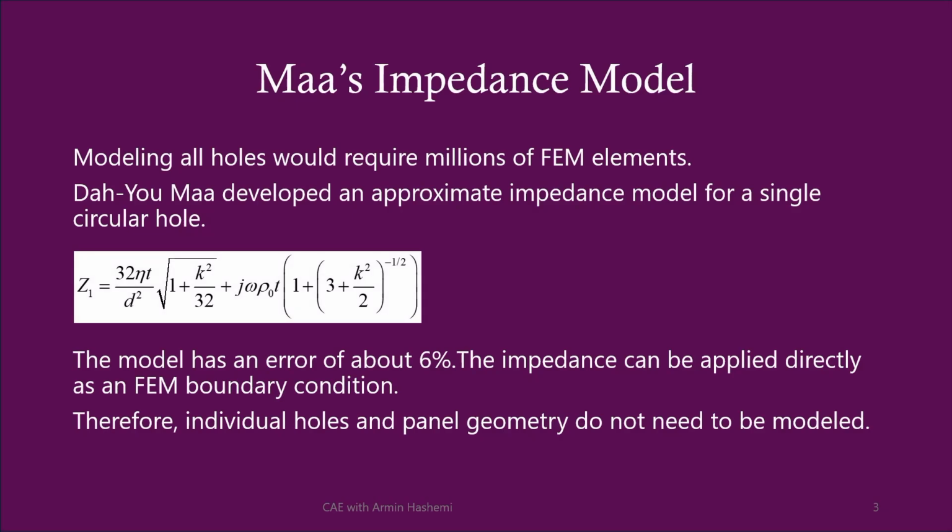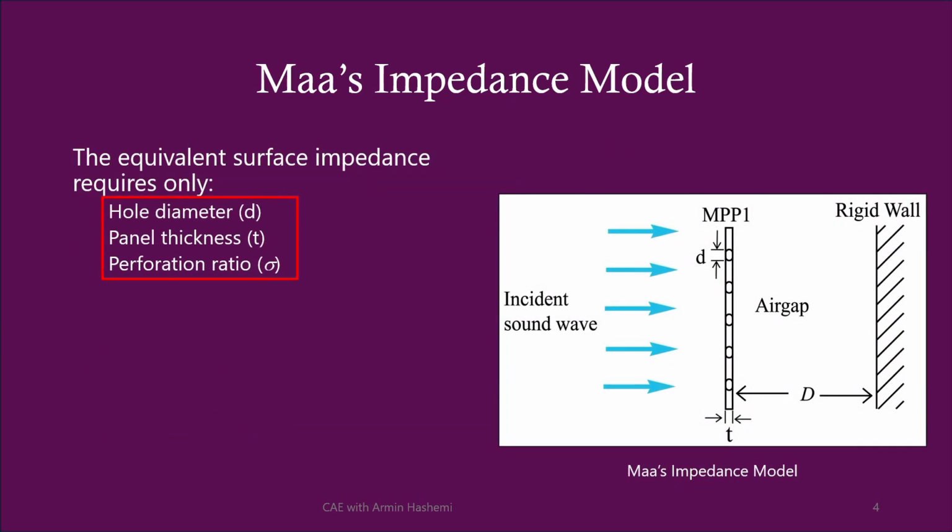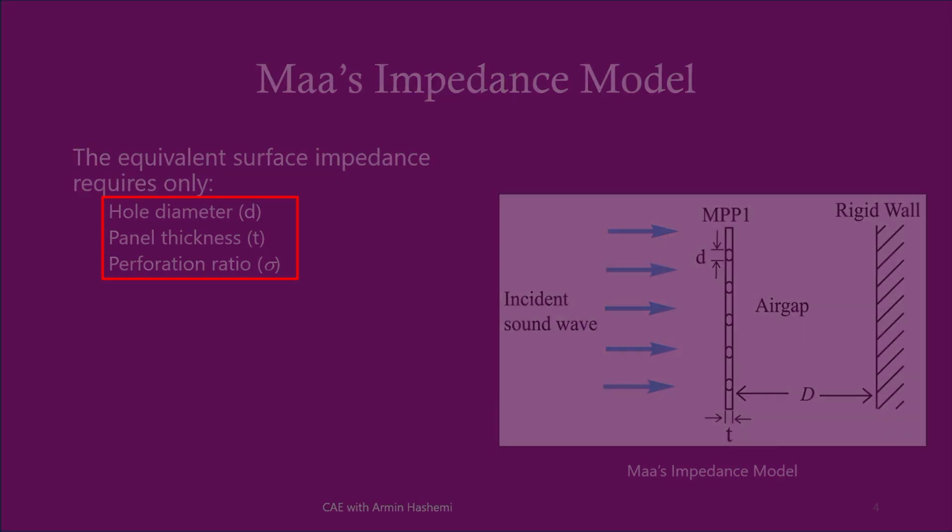A fully detailed geometry with a large number of small holes would require millions of elements in a finite element model. Da-Yu Ma addressed this issue by developing an approximate impedance model for a single circular hole, with an error of about 6%, as shown in the following equation. This impedance can be applied as a boundary condition in an FEM simulation. Therefore, there is no need to model the individual holes or the MPP thickness. Instead, we can apply the impedance to an equivalent surface using only the hole diameter, panel thickness, and perforation ratio.